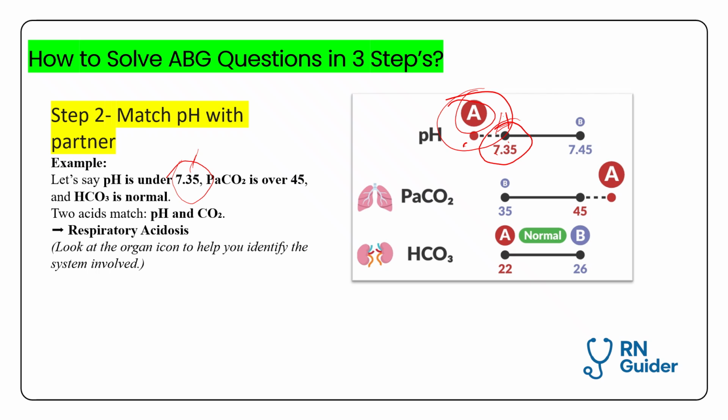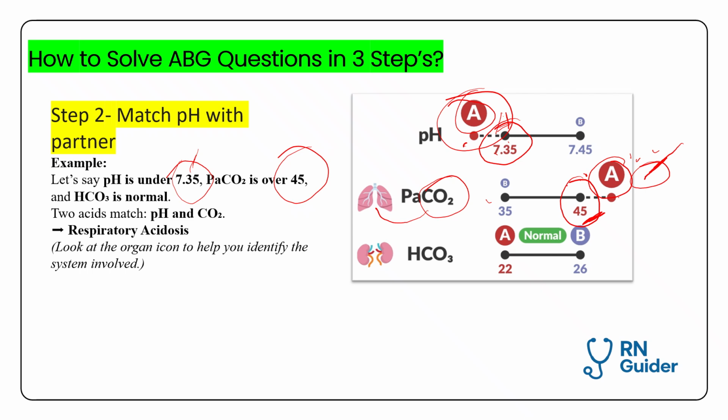Secondly, they told us carbon dioxide is over 45. Over 45, anything will be here: 46, 47, 48, 50. So if it is over, we can look at our second formula according to the chart, BA. So over 45 means A, also for acid. Acid is for acidosis. So for carbon dioxide, here we got acidosis. Carbon dioxide is related to lungs.